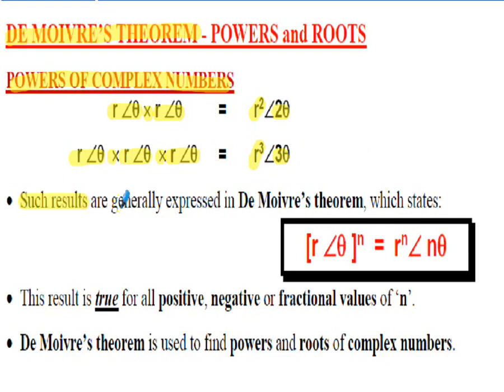The above results are generally expressed in what is termed DeMoivre's theorem, which states that r argument theta, all raised to the power of n, can be written in polar form as r to the power n, with n times theta for the argument. This result is true for all positive, negative and fractional values of n. DeMoivre's theorem is used to find powers and roots of complex numbers.